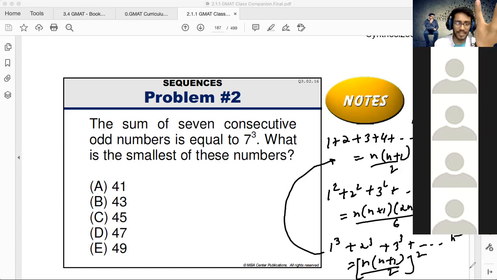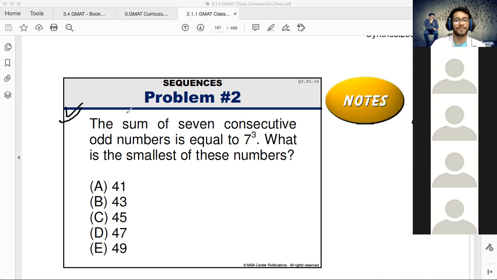Sum of squares of first n natural numbers. Say 1 square plus 2 square plus 3 square till 10 square I want. So in place of n I'll put 10. So n into n plus 1 into 2n plus 1 by 6. Remember these three. Then sum of cubes of first n natural numbers: n into n plus 1 by 2 whole square. This is very, very important. Make sure you are aware of these three formulas in sequence and series.